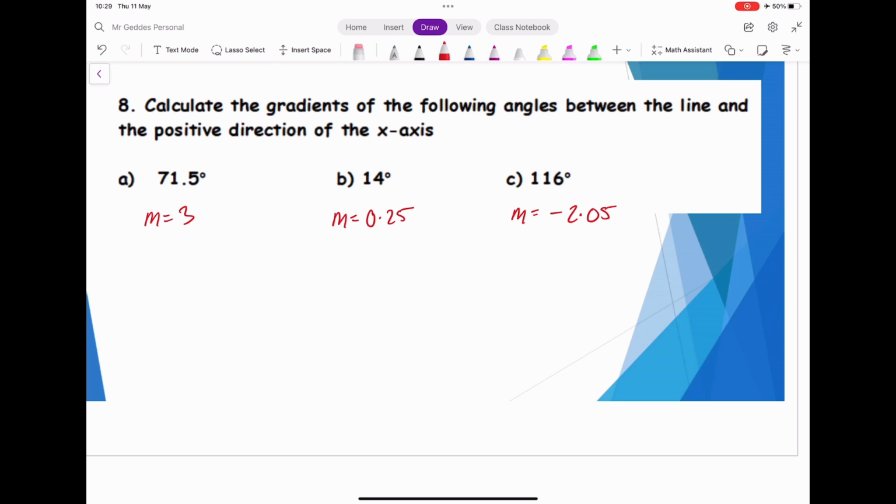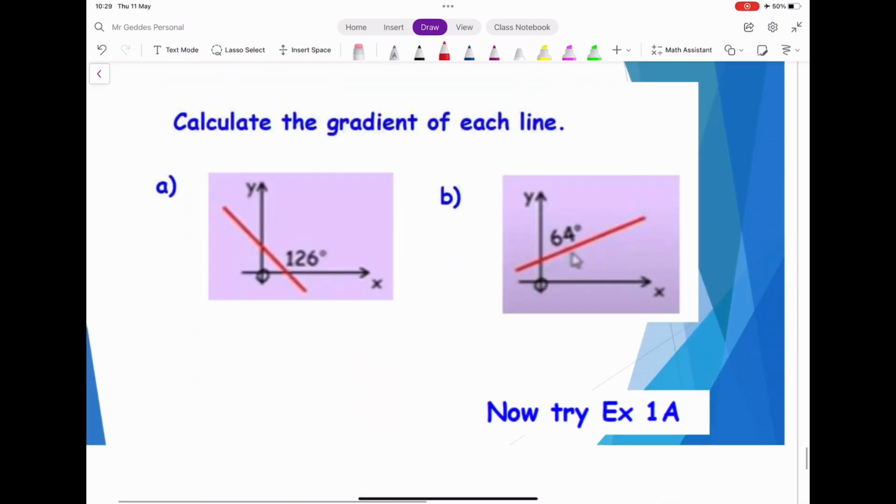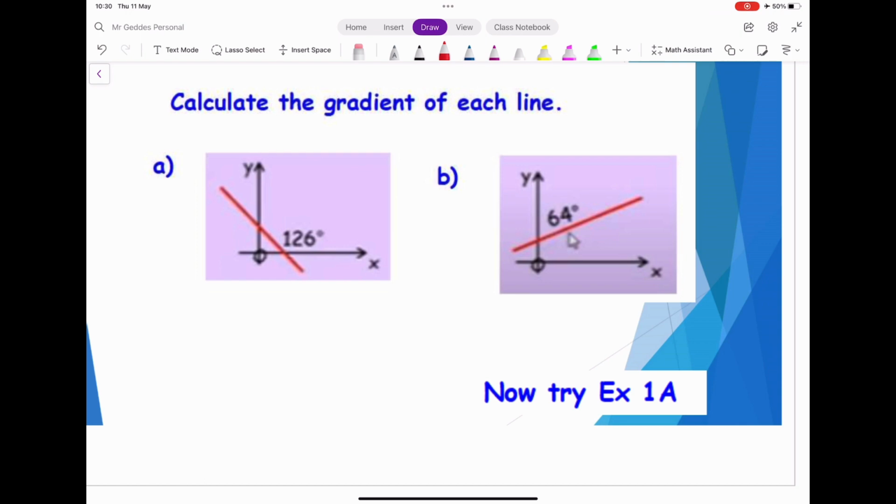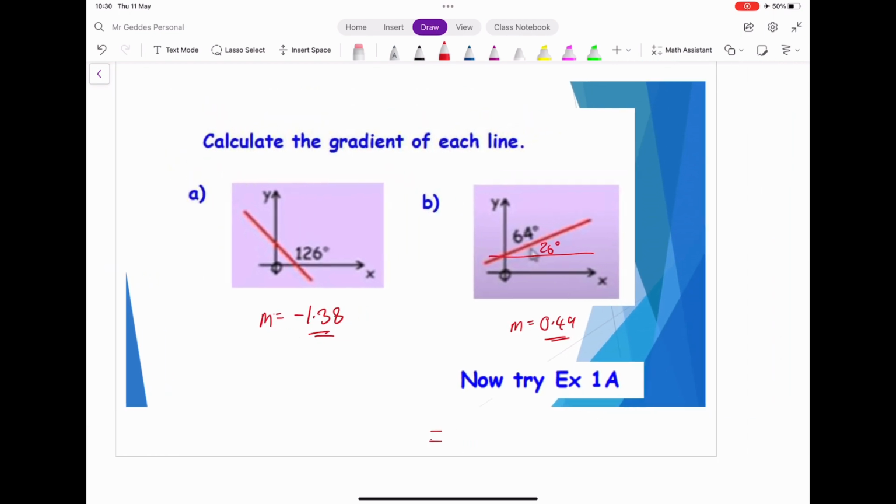Remember, that's an obtuse angle, so it's going to give you a negative gradient. Okay, same thing here, have a go, pop them into m equals tan theta, see how you go on. Okay, the answers are m equals negative 1.8. And this other one, you'll have to find the angle on the opposite side of the line. So you'll need to do 90 take away 64 to get the angle 26 degrees. And then we can use m equals tan theta to find the gradient of 0.49, 0.5.